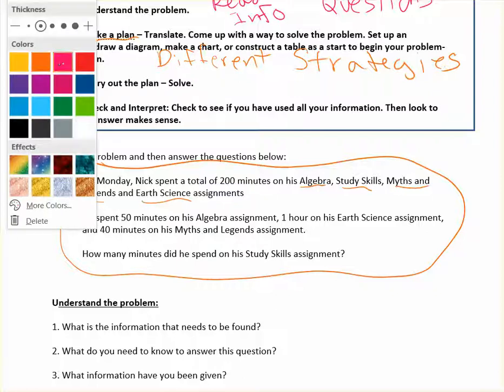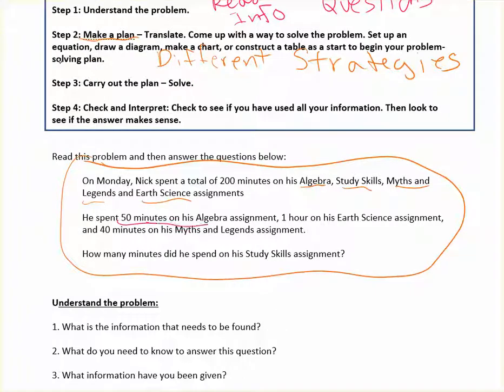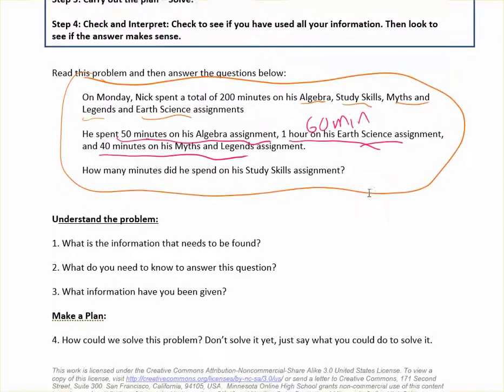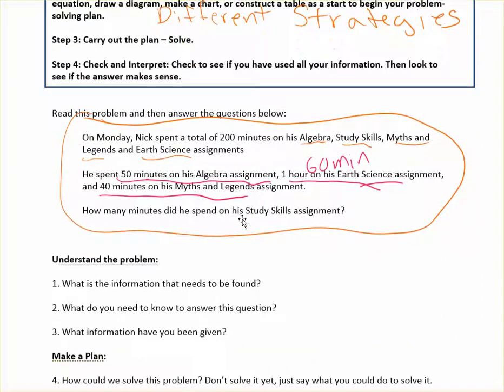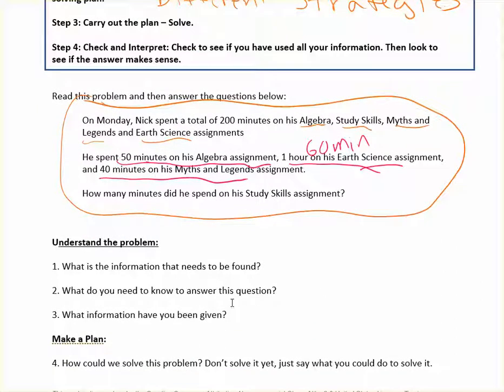He spent 50 minutes on algebra. He spent 1 hour, that's 60 minutes, we might need to know that, on earth science, and 40 minutes on myths and legends. That's an English class. How many minutes did he spend on his study skills assignment? So that's the problem. We read it. That was the first step, is to understand the problem. So usually reading is the first thing we do.